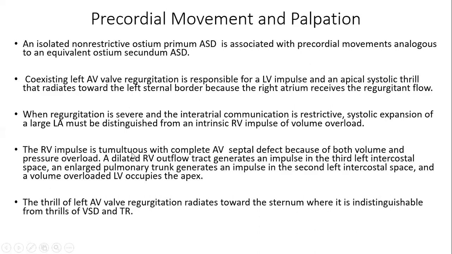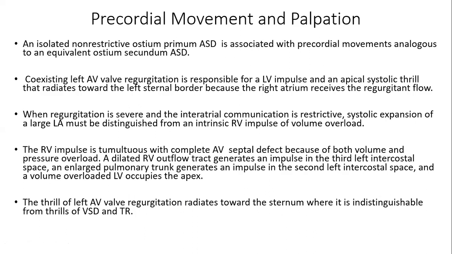Sometimes the RV impulse can be confusing with the AV canal septal defect because of both volume and pressure overload. So the dilated right ventricular outflow tract generates an impulse in the third intercostal space, and an enlarged pulmonary trunk generates an impulse in the second intercostal space. And the volume overloaded LV occupies the apex. So the thrill of the left AV valve regurgitation radiates towards the sternum, where it is indistinguishable from the thrills of VSD or TR.